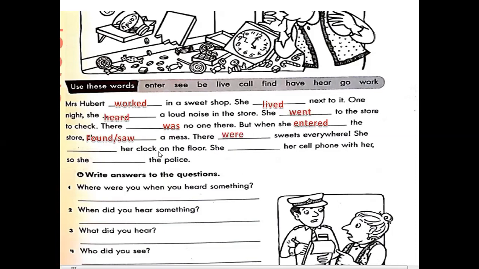She found her clock on the floor or she saw her clock on the floor. She had her cell phone with her, so she called the police. All the verbs are from the box, but we put them in the past simple.